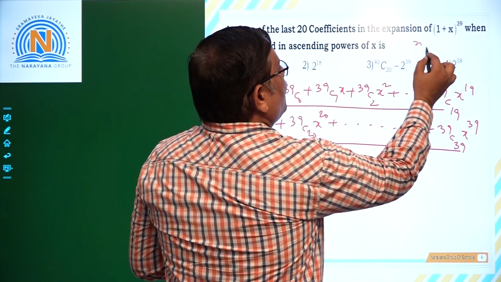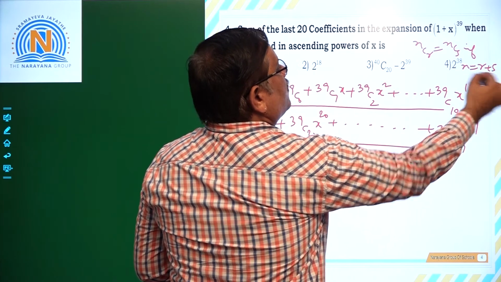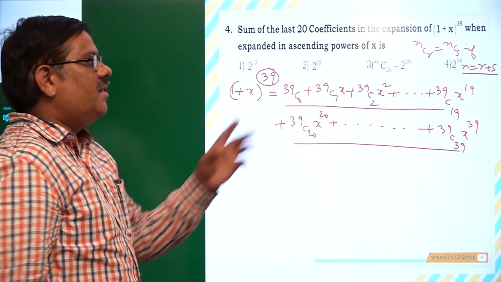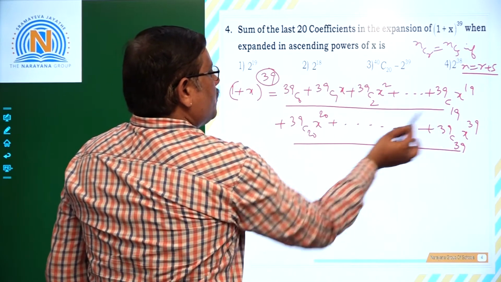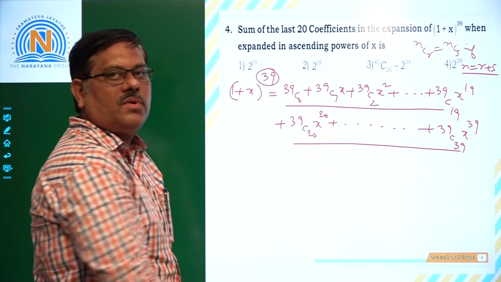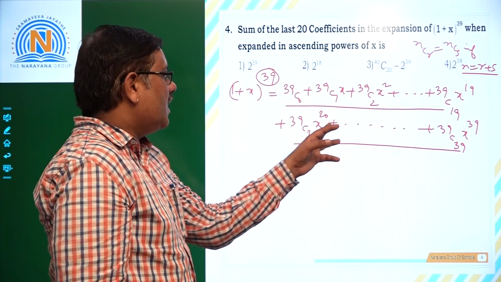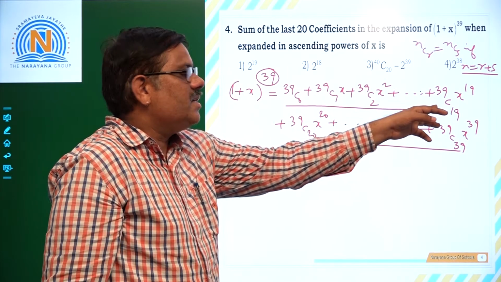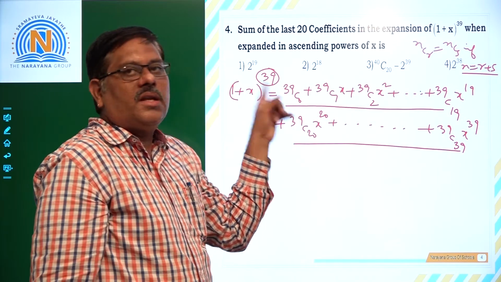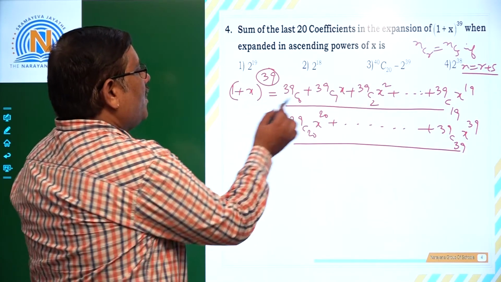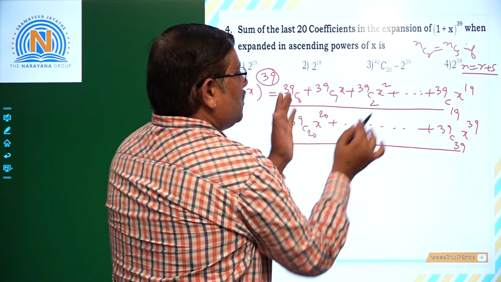What is the rule we have? nCr is nCs if n is r + s. If r + s is n, then definitely nCr and nCs are the same. So take 19 and 20. 19 + 20 is 39. So 39C20 is equal to 39C19. Similarly, 39C21 will be equal to 39C18. It goes on like that. 39C39 is equal to 39C0. If you take the coefficients, that is how we can equate.